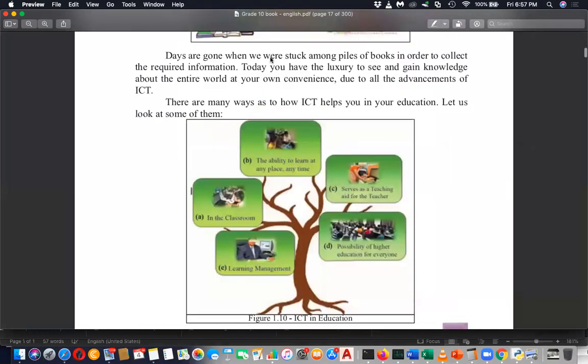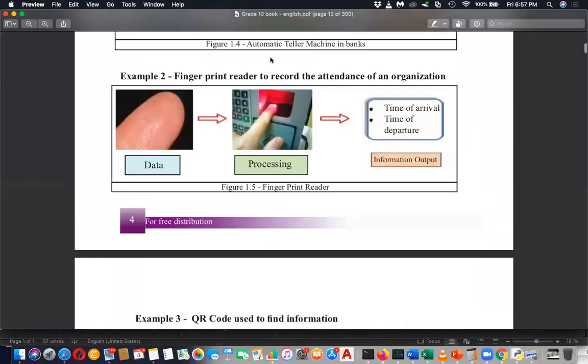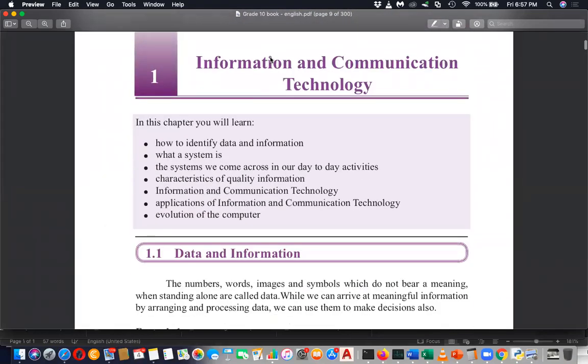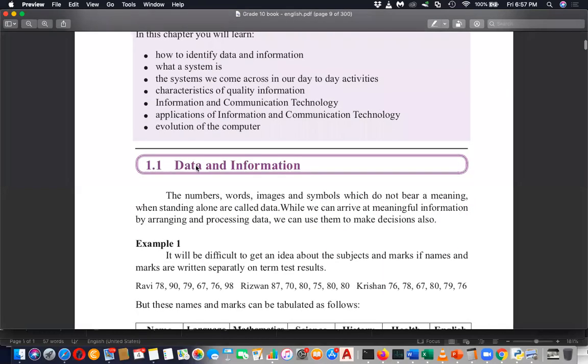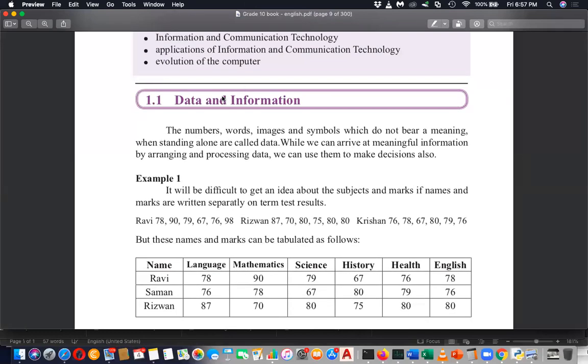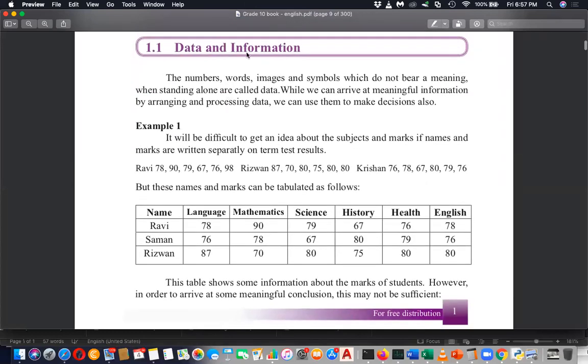So this is basically about ICT basics, and we have learned it. Let me remind you very quickly. We learned about data. Data are raw facts about something, someone, or some concept. Information means processed data or meaningful data.